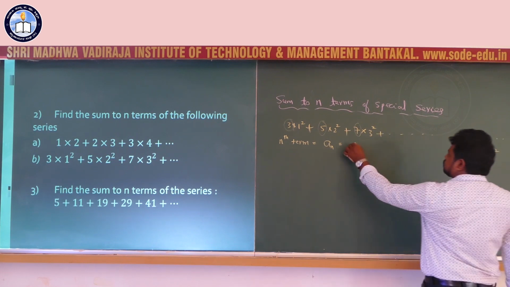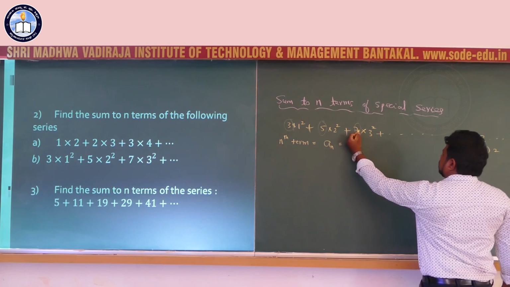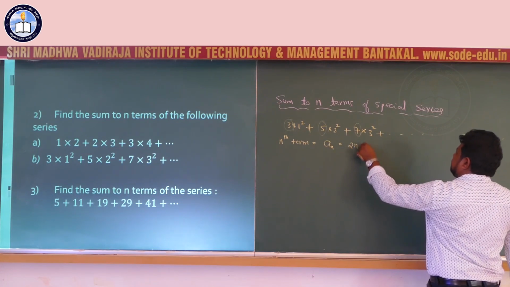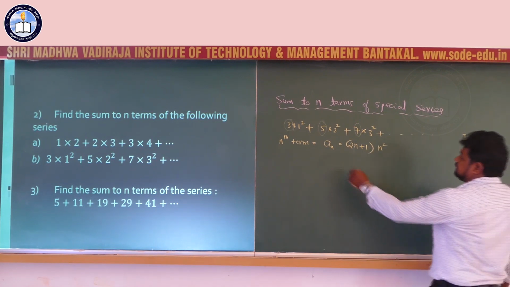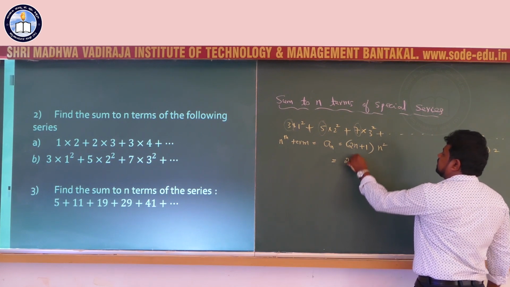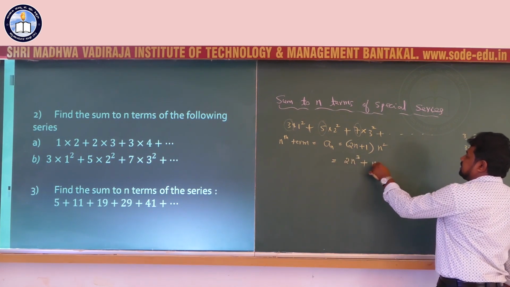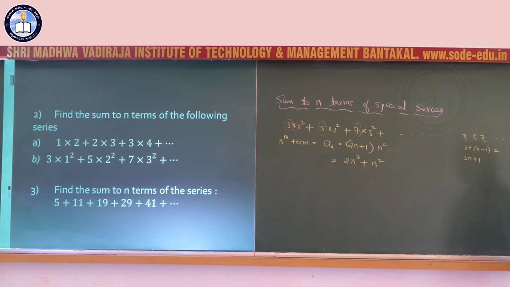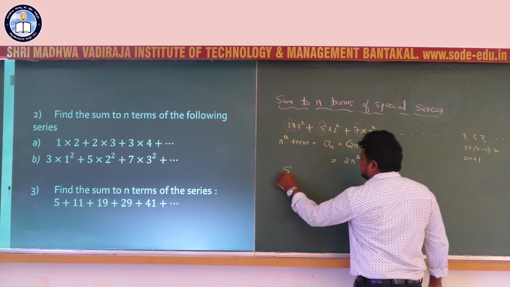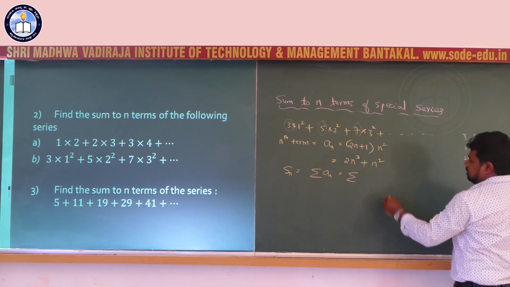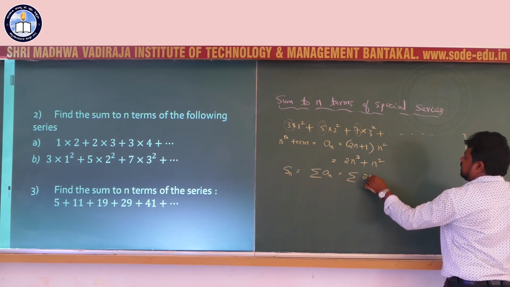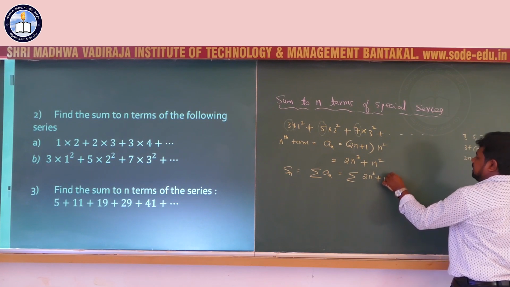So, 2n plus 1, then 1 square, 2 square, 3 square, that is n square. That is equal to 2n cube plus n square. That is the nth term of the given series. Here we want sum to n terms, Sn, that is equal to summation an, here 2n cube plus n square.